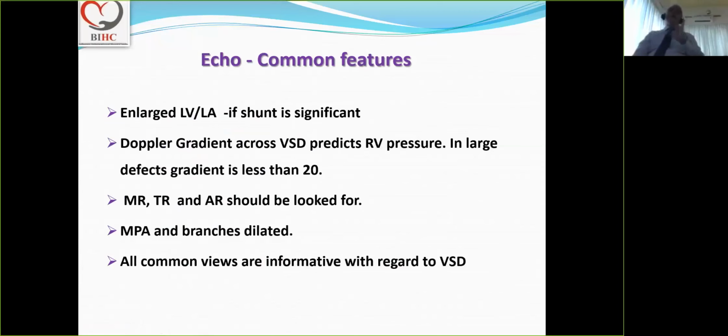You may have valvular problems. The dilated LV or an associated mitral valve abnormality may cause mitral regurgitation. Similarly, tricuspid regurgitation is common, and aortic regurgitation could occur either due to an inherent abnormality of the aortic valve or more often due to prolapse of the coronary cusp. MPA and branches would be dilated, and which views? Every view has something to tell you regarding a VSD.